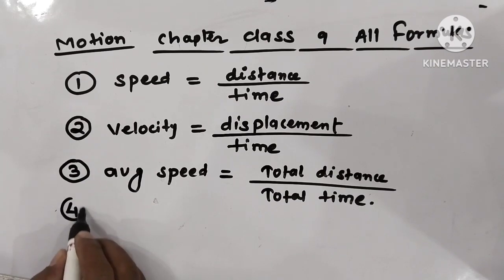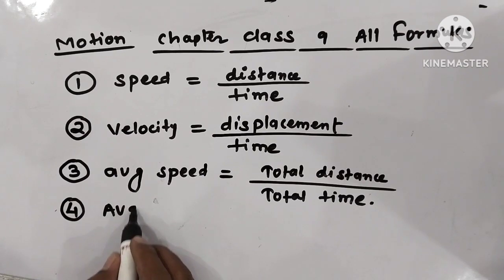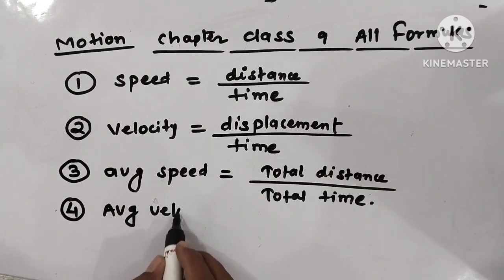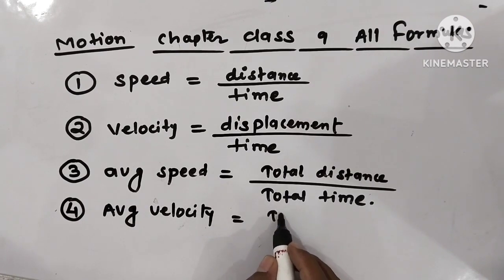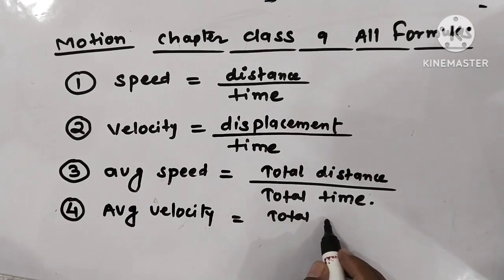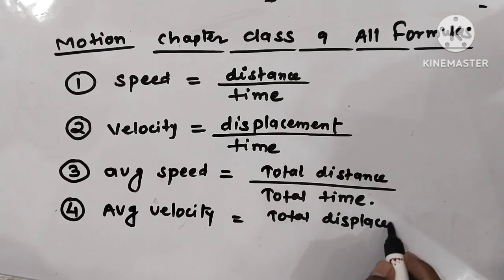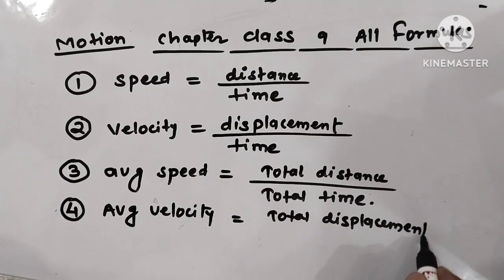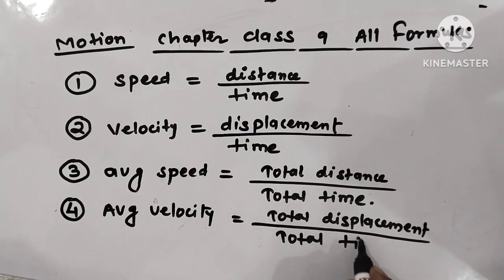Formula number 4, average velocity. Average velocity is total displacement by total time. Total displacement by total time.